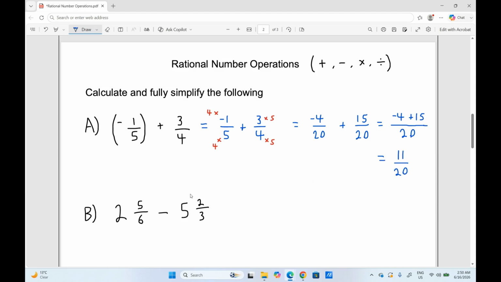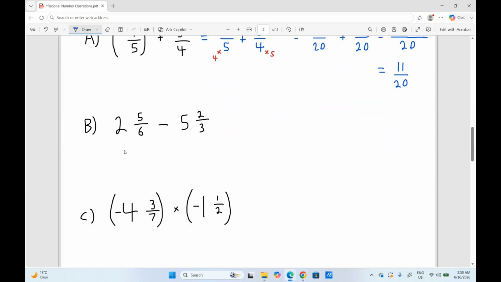Okay, now for B, I have 2 and 5/6 minus 5 and 2/3. To compute this one, I'd rather compute it as an improper fraction. So what I'm going to do is take the denominator, multiply it by the whole number, then add it to the numerator here. That changes this to an improper fraction. So in this case, 6 times 2 plus 5 is my new numerator for my improper fraction, and the denominator stays the same. It's just going to be 6 because it's 6 here.